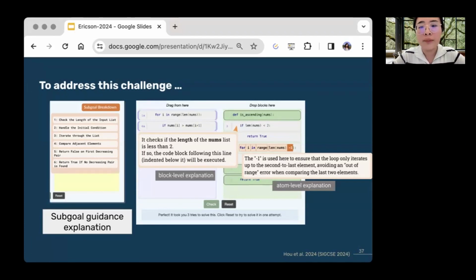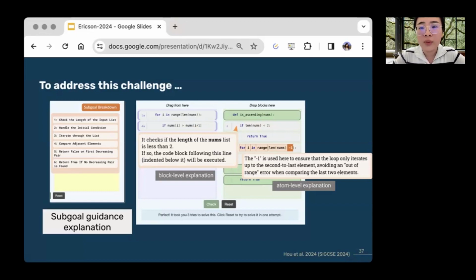The second one is a block-level code explanation. After solving the Parsons problem, students can hover over each block to get an explanation of it. These explanations clarify the behavior and the purpose of the Parsons solution at the block level. And for the paired distractors, the explanation also provides reasoning of why the correct block is right and why the corresponding distractor block is incorrect.